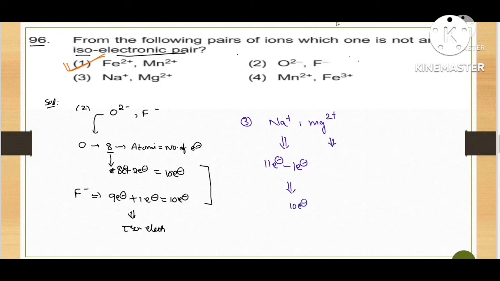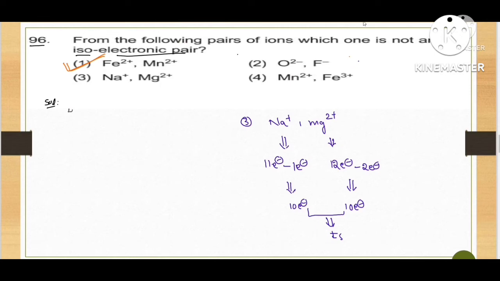We know that magnesium's atomic number is 12, so it has 12 electrons. Here it is 2 positive, which means subtraction of 2 electrons: 12 minus 2 becomes 10 electrons. In this case also it has the same number of electrons. That's why it obeys the isoelectronic pair.